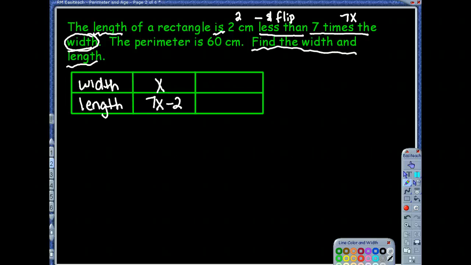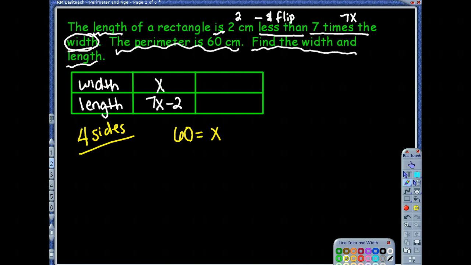Now, from there, they tell us the perimeter is 60. We've been doing a lot of problems lately where we've just been doing a sum. But when we talk about perimeter, what we need to make sure we realize is that perimeter is not a sum. Perimeter is adding all 4 sides to our rectangle. So to get this perimeter of 60, we want to take our x, our 7x minus 2, there's 2 sides so far, plus another width and another length.